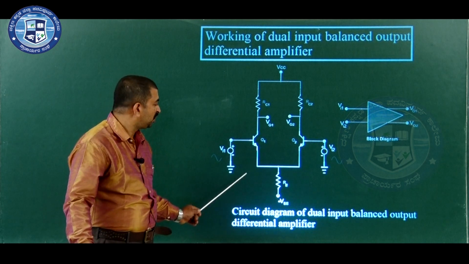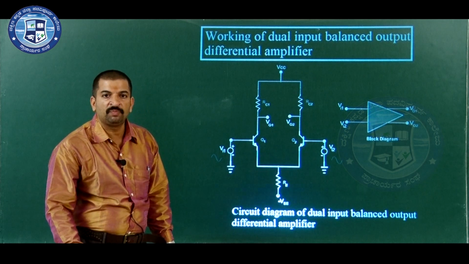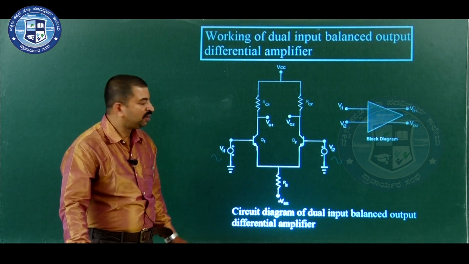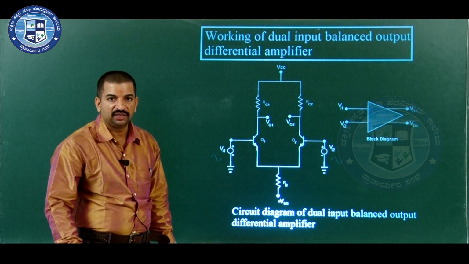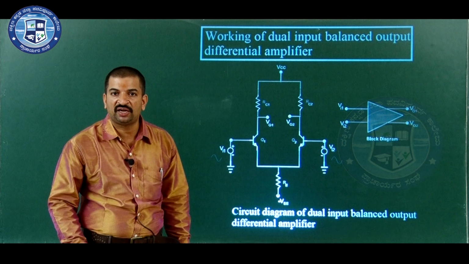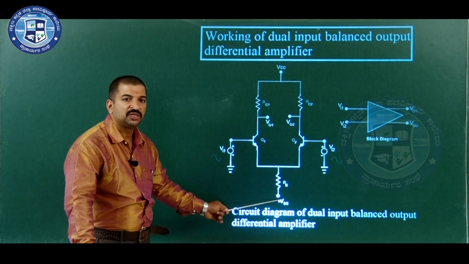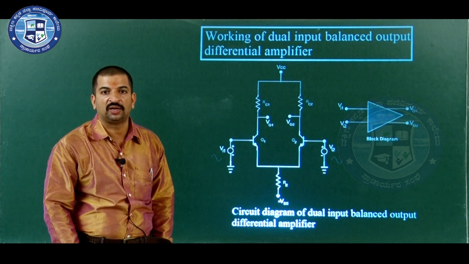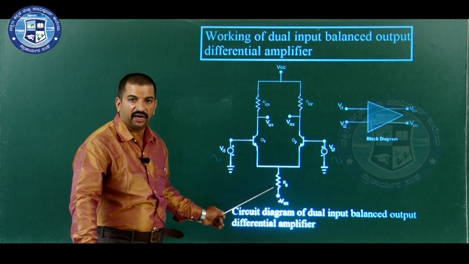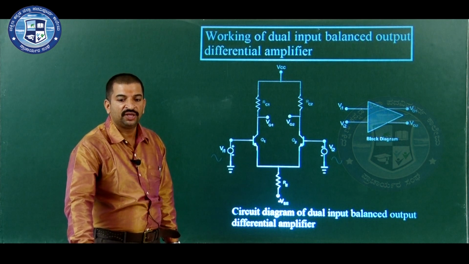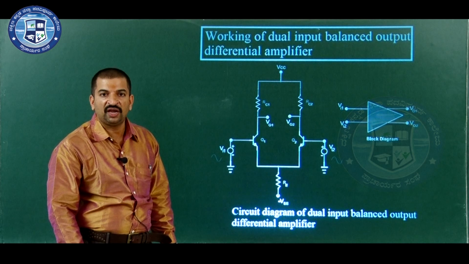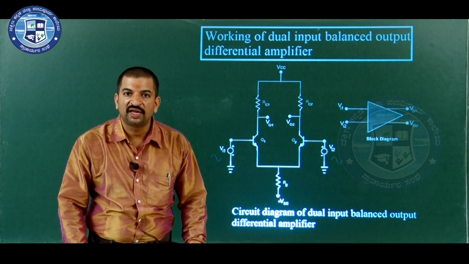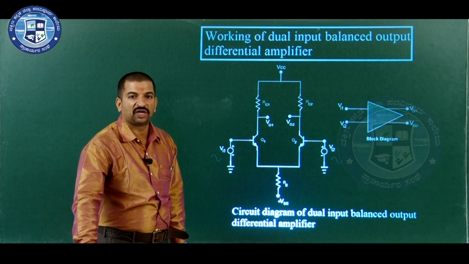Consider the input signals are applied to both input terminals of the amplifier. These input signals will flow through the same resistor, and they are in opposite polarity. So, the net input voltage to the amplifier now becomes the difference between the two input signals. The net input voltage Vin is equal to Vid, also called the input difference voltage. Vid is equal to Vin1 minus Vin2. The difference between the two input signals gets amplified and appears across the output terminal.